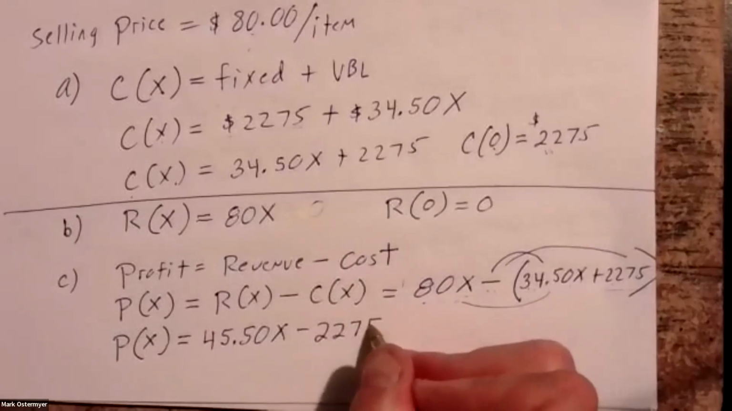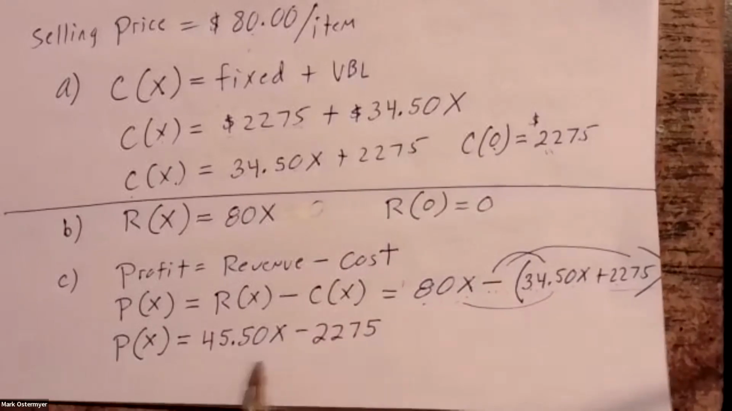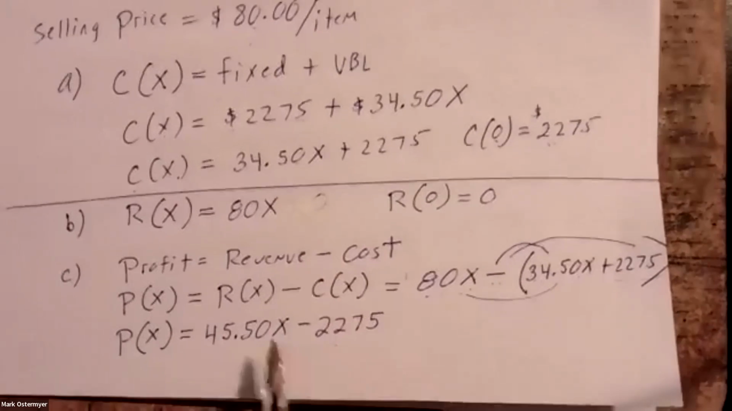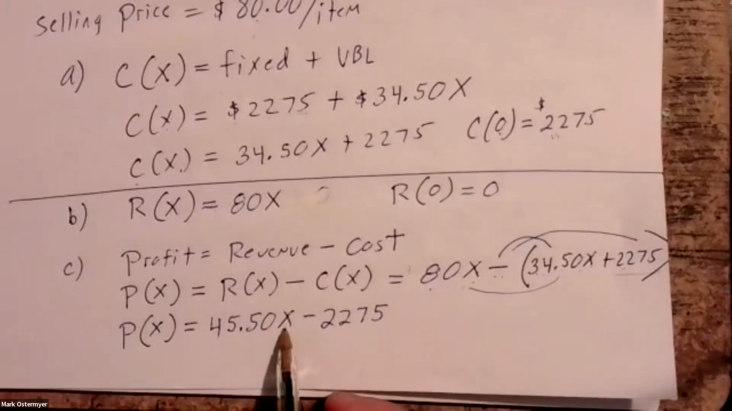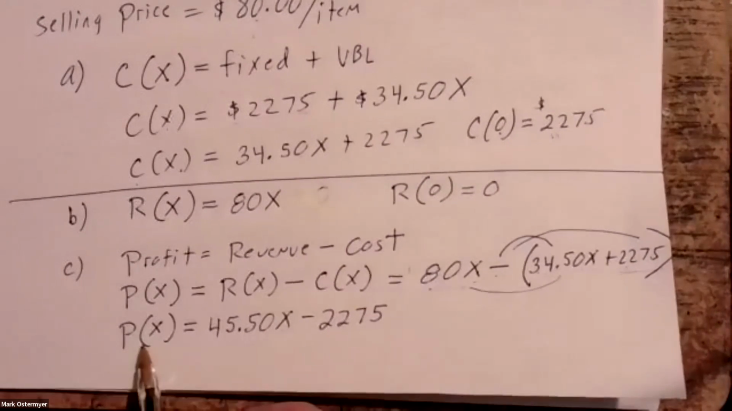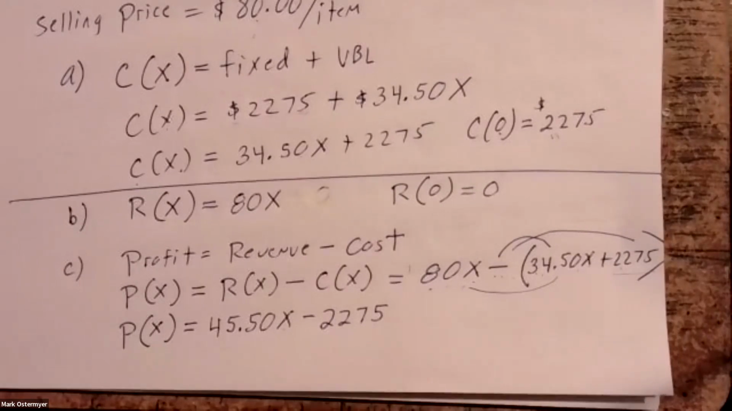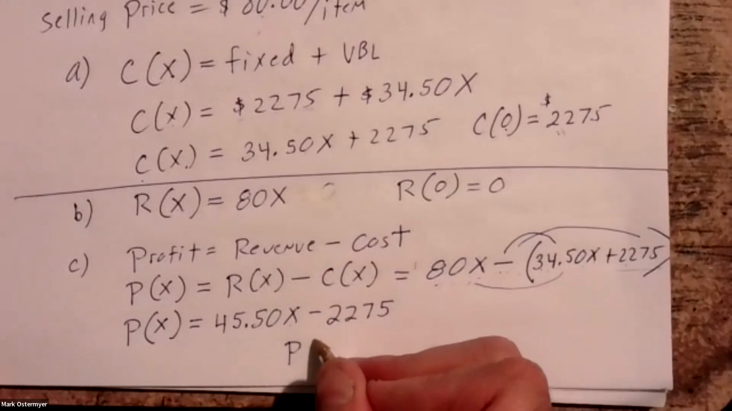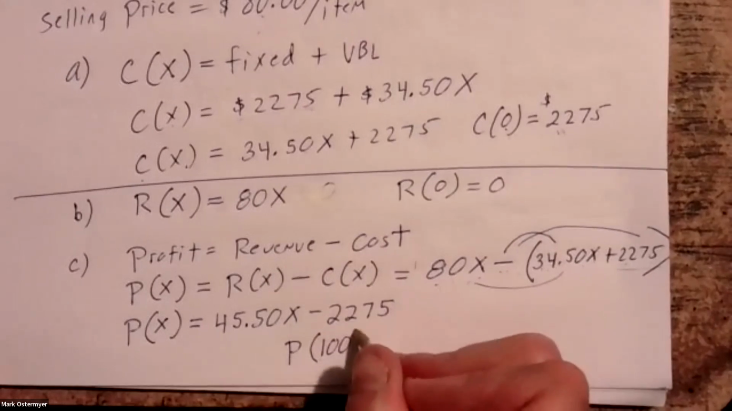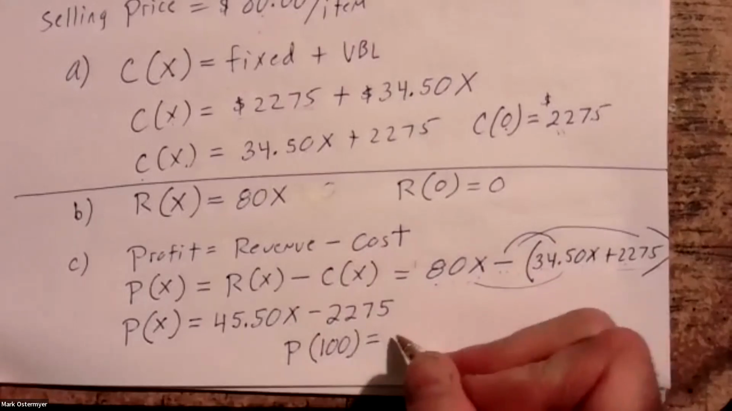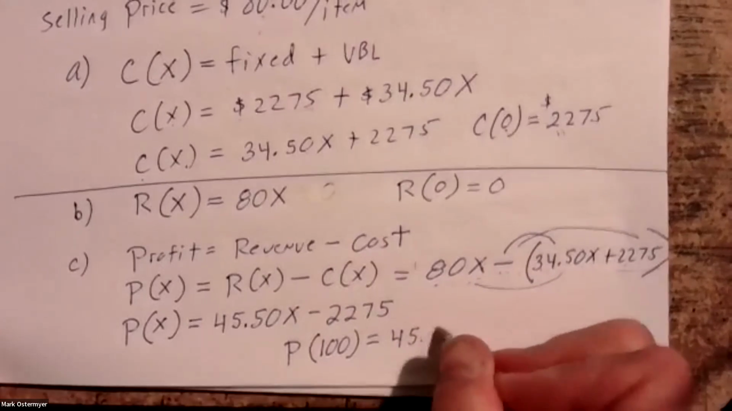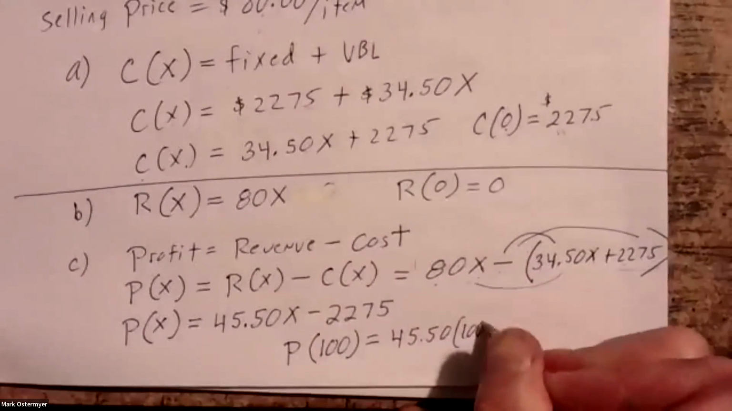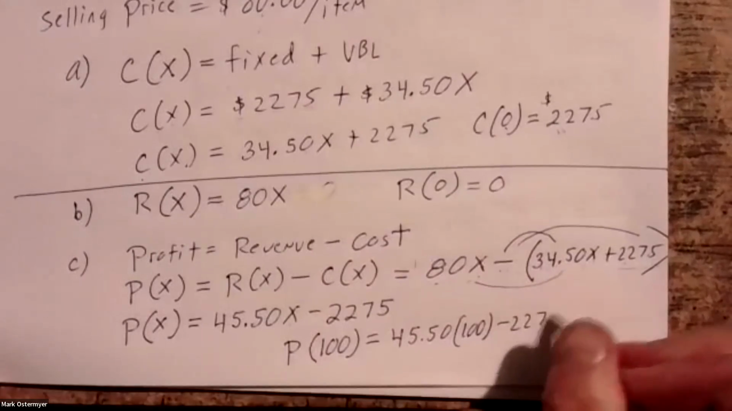We have ourselves a profit function now, a linear profit function. So for every X items we manufacture and sell, we're going to rake in this profit here. So suppose that I manufacture and sell, let's say 100 items. What profit would I realize? Well, that's going to be 45.50 times 100 minus 2275.